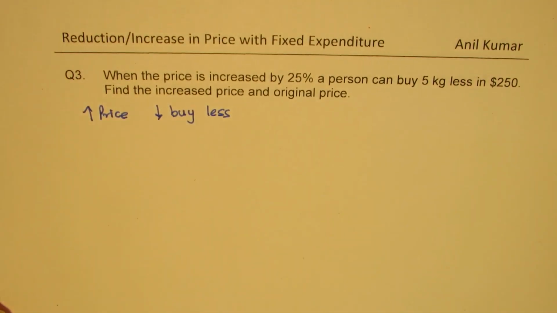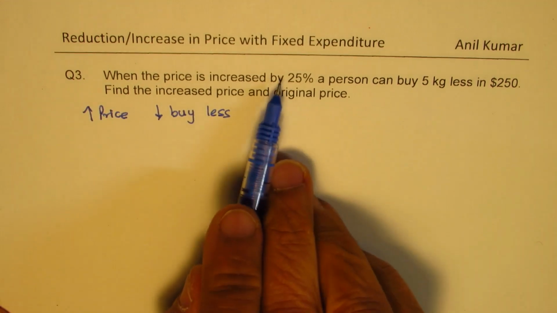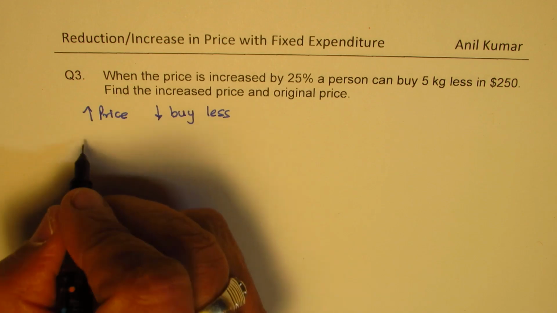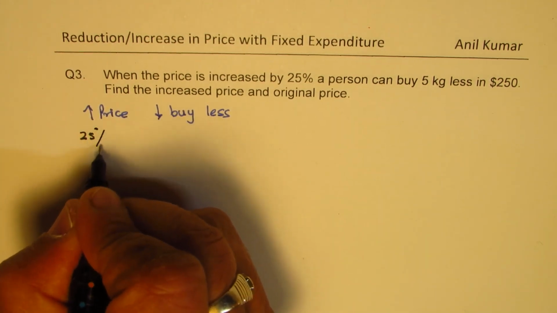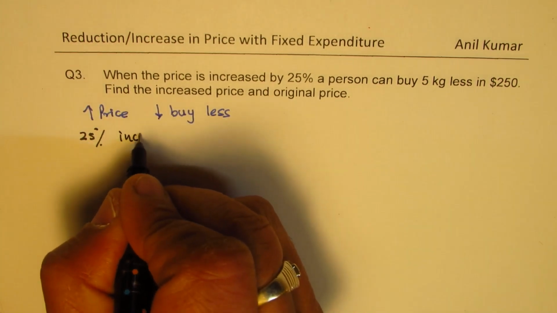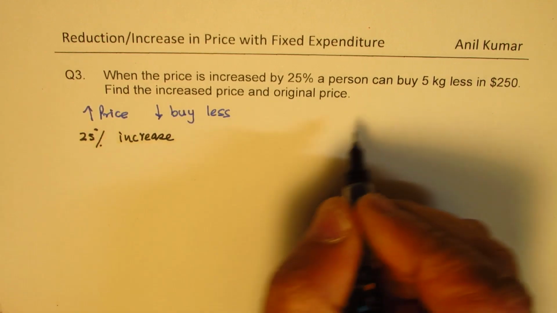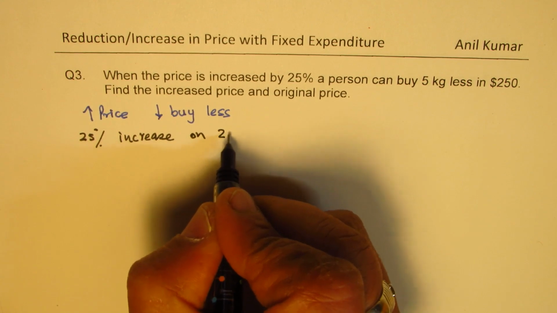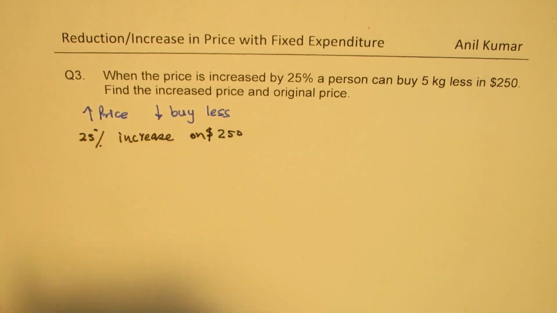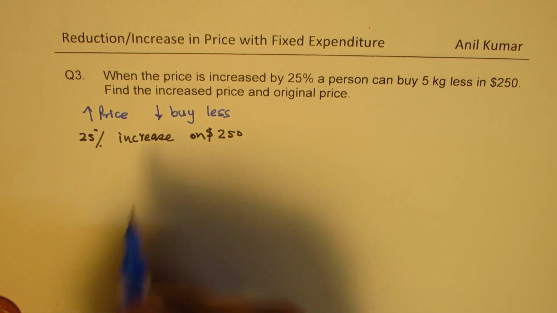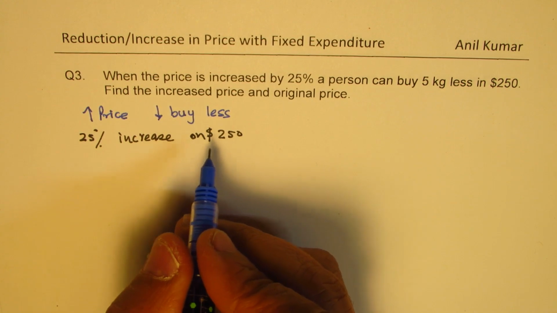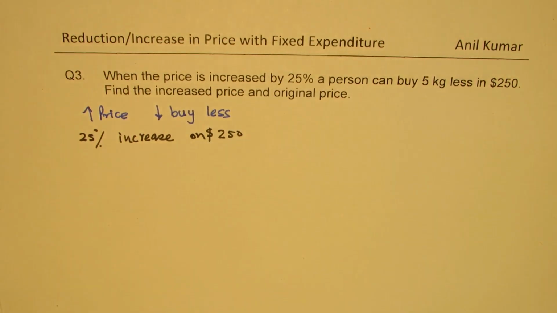Makes sense, right? Now, 25% increase, and the amount was $250, right? So that really means our loss of purchasing: we are in a position to buy less.